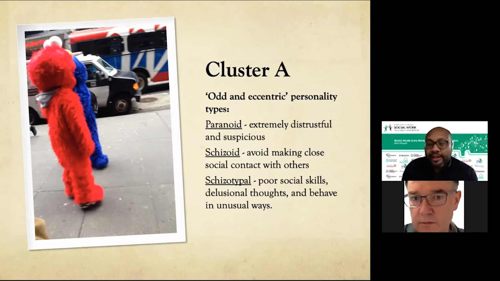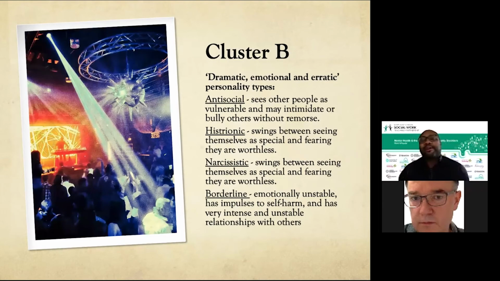Okay? Cluster B, these are dramatic and erratic personality types. And as we go through this, I want you to start thinking, and maybe you already have, I know someone, I've seen this, I can see this. And you'll see these behaviors, and that's why these concepts can be useful. So dramatic, emotional, and erratic. In this, we have antisocial, sees other people as vulnerable and may intimidate or bully others without remorse.